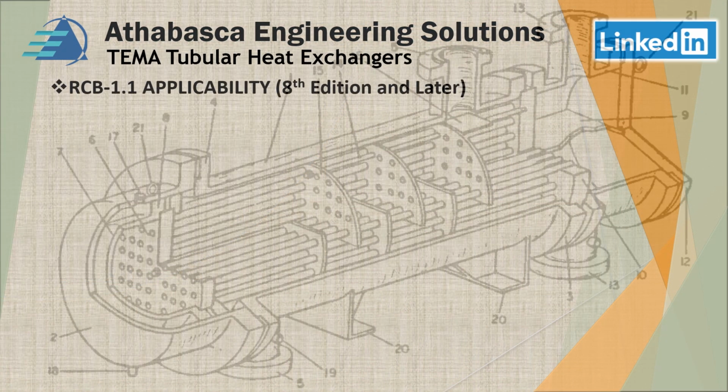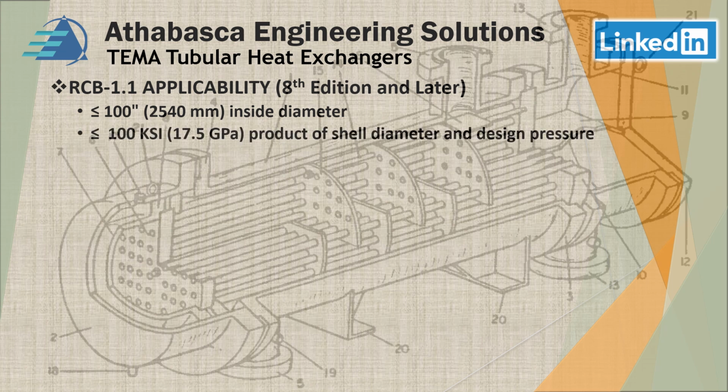Start from the top here. The applicability of the use of TEMA tubular exchangers. This is a reference to the 8th edition and later. At the making of this video, we were at the 10th edition. So what it said was this specification is applicable for 100 inches or less in inside diameter, and if the product of the shell diameter and the design pressure must be equal to or less than 100 ksi.